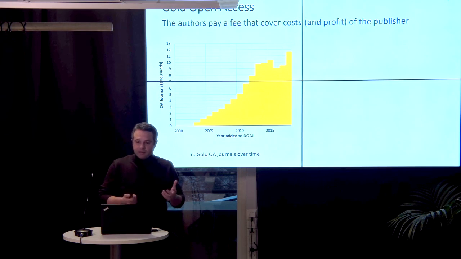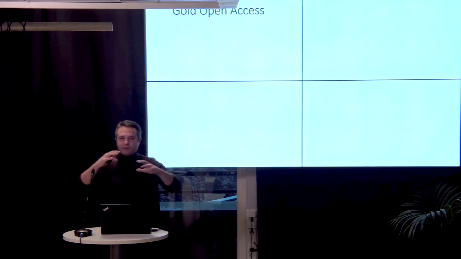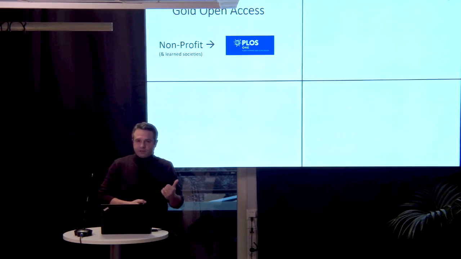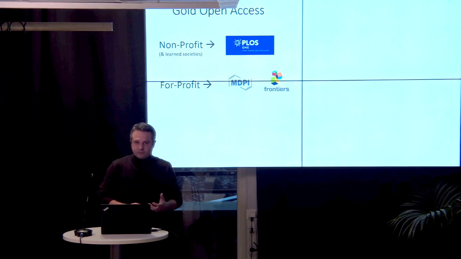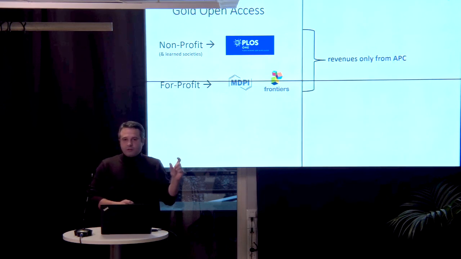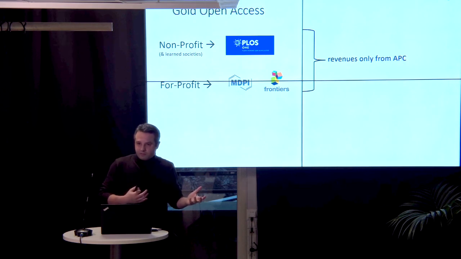But gold open access, in this case, is a term that covers different situations. We have non-profit open access, which includes PLOS ONE, a very famous and big journal. For-profit open access, for example, MDPI and Frontiers. In both situations, they receive all the revenues from the APCs, and so it's exclusively the APC model.